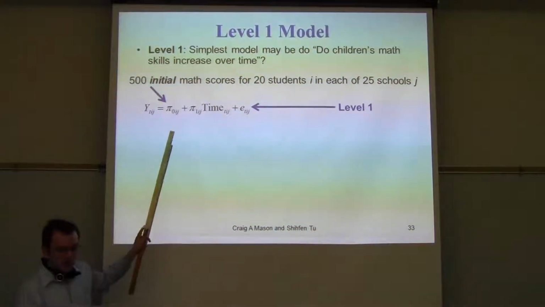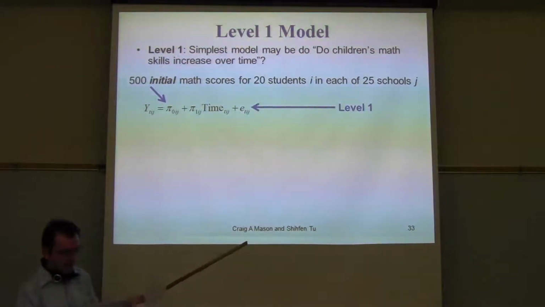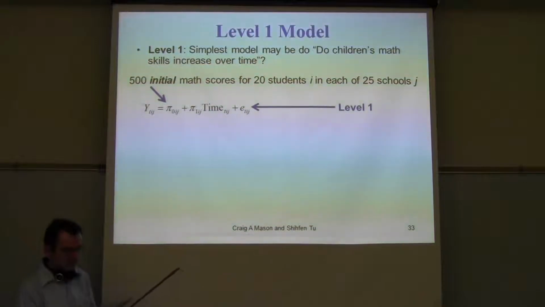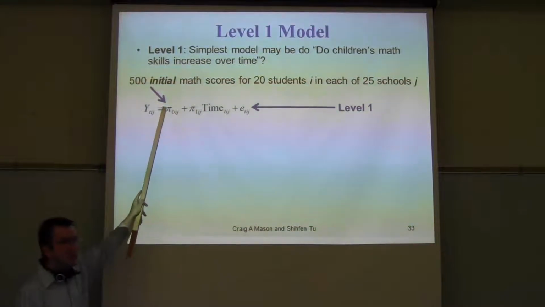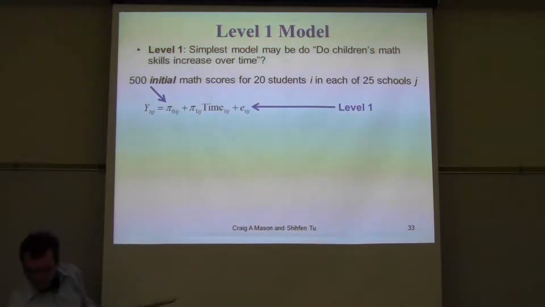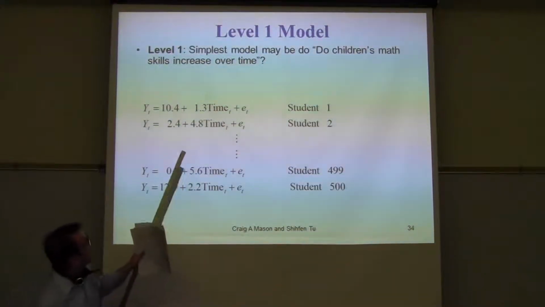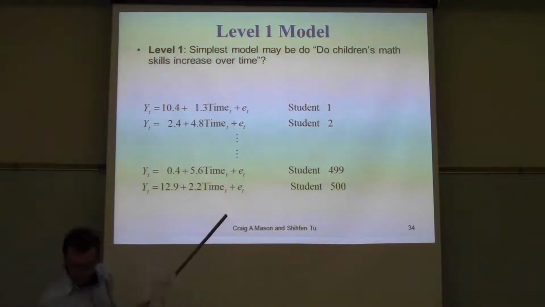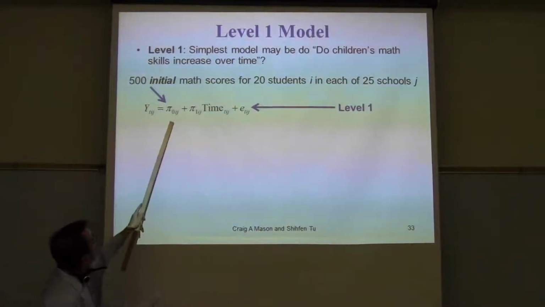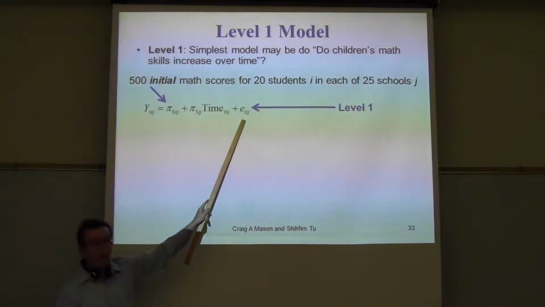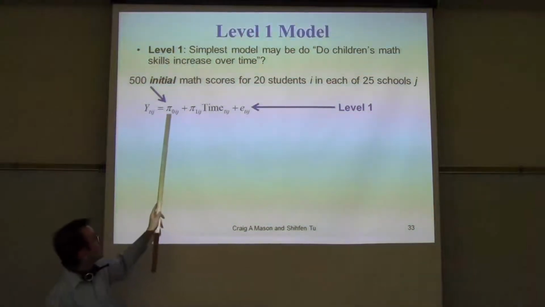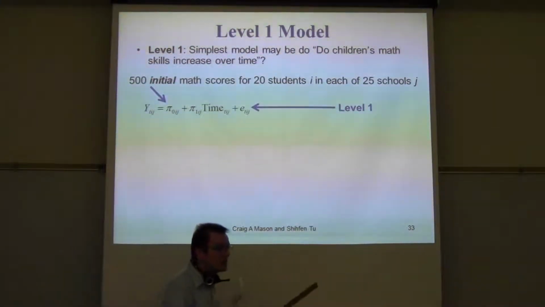All this is saying is that there are 500 different intercepts, one for each kid. Where we're headed with this is 500 different equations. We're not actually going to write them all out, but you can see each student gets their own intercept.